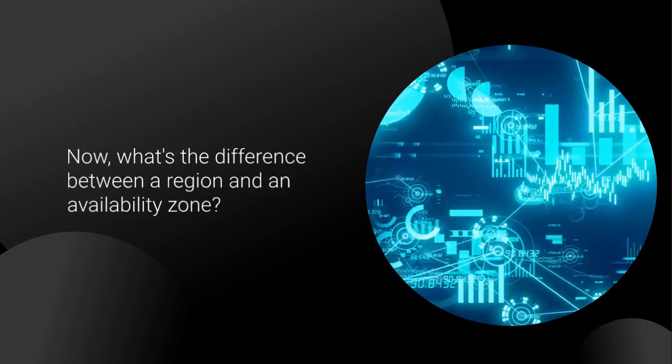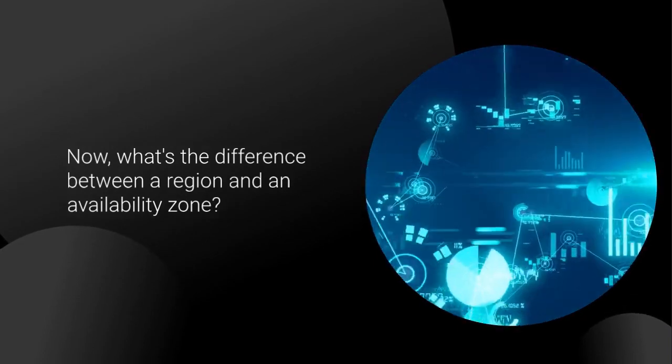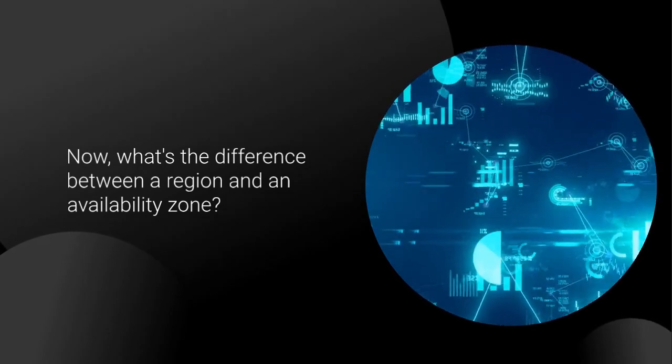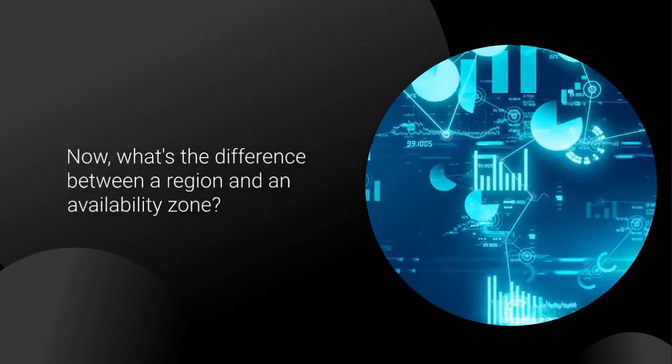It's quite simple. A region is a group of availability zones. An availability zone is where our AWS resources are created and where data is stored.